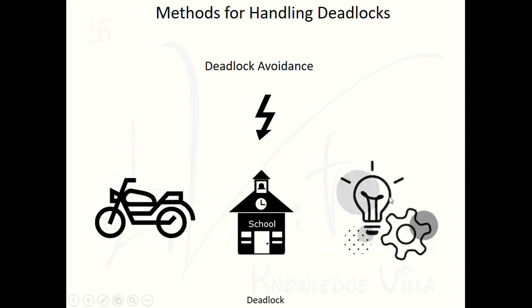Get it? And same thing for the student innovation. If they are getting electricity 10 to 15 minutes late, it's not a big issue. So this thing is known as deadlock avoidance. Get it? It means the situations are not very crucial.